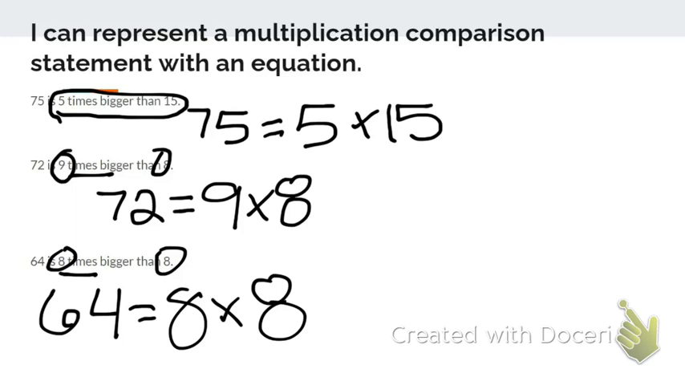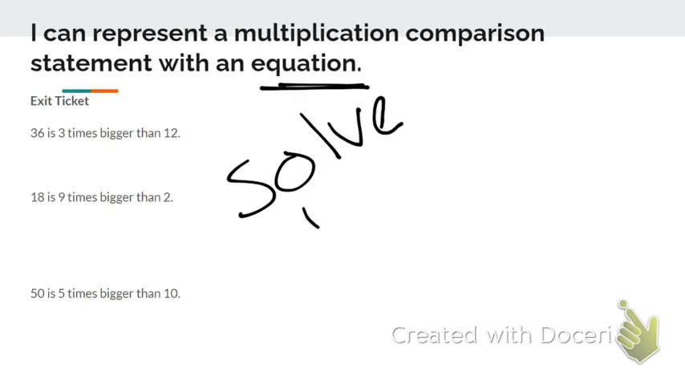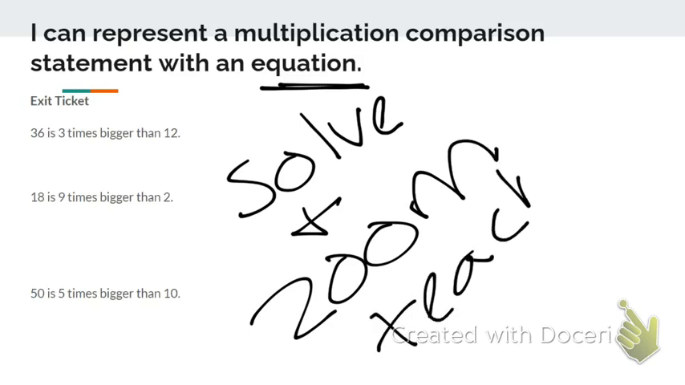Okay, I am ready to move on to the next part. So this is actually your exit ticket. Yes, this lesson was that quick, okay? So for your exit ticket, you have these 3 problems. What I want you to do is solve them, or write the equation, right? And then Zoom your teacher. Okay? So you have 36 is 3 times bigger than 12, you have 18 is 9 times bigger than 2, and 50 is 5 times bigger than 10. Please write your equation and Zoom your teacher.